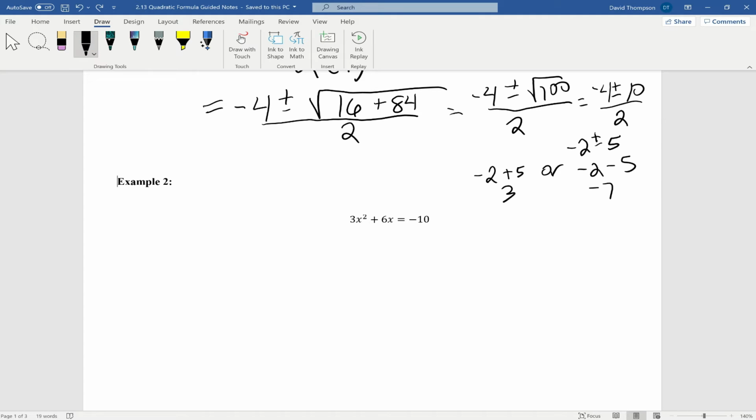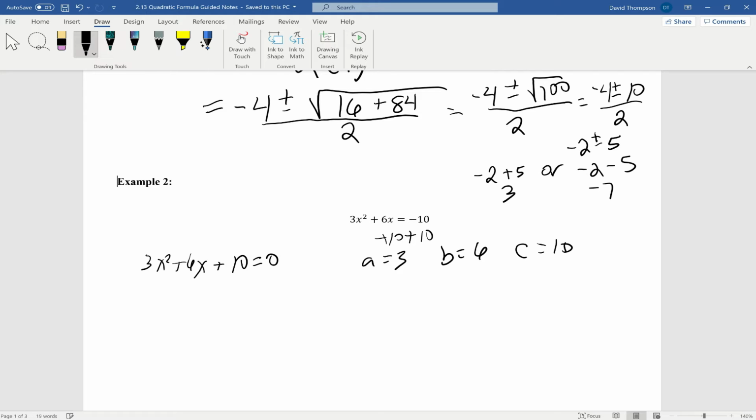Example 2. We're given the problem 3x squared minus 6x equals negative 10. So first, before we can even solve it, we have to add 10 to both sides. So we're left with 3x squared plus 6x plus 10 equals 0. So we're going to identify our a. That's going to be 3. Our b is going to be 6. And our c is going to be 10.